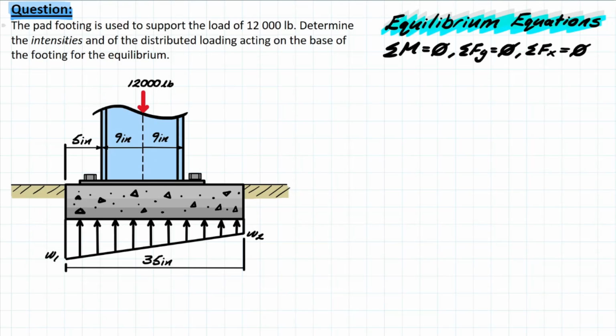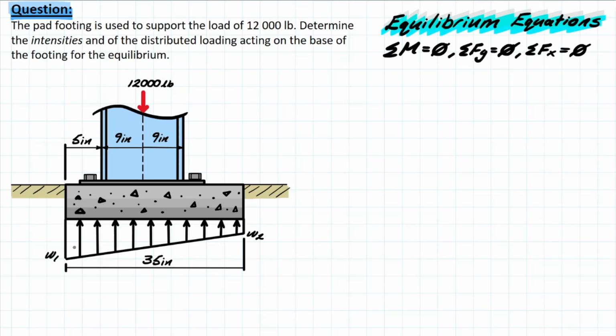The problem goes as follows. It says we have a pad footing that uses a 12,000 pound concentrated load to support, and it wants us to find those intensities for equilibrium. Now, what do we remember about equilibrium? For every action, we have an equal and opposite reaction. So if we have 12,000 pounds here, that means that this distributed load times the area that it covers should equal that opposing force.